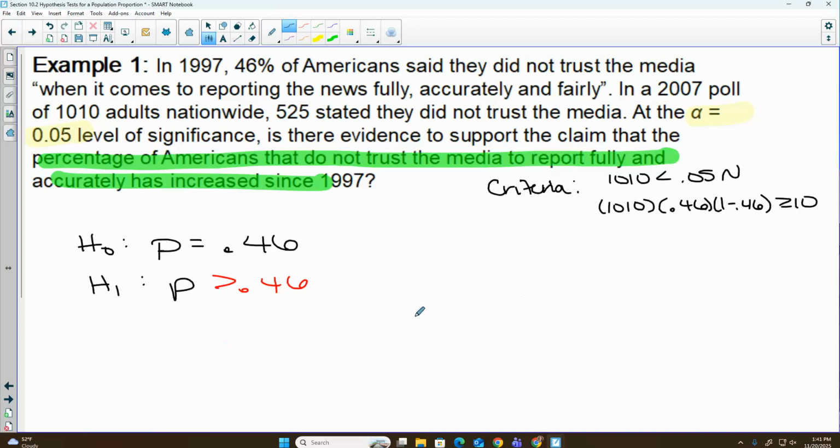Now, we just have to get our calculation. We will need our p hat. It didn't state it there. How do you find p hat? And we get 0.52. Let's go ahead and do 2 decimal places. So we're finding the probability that our p hat is greater than 0.52.